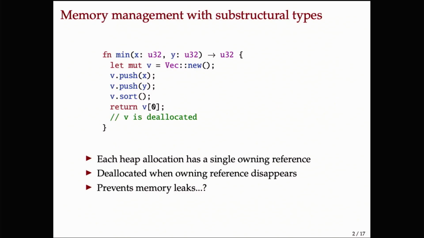Here you see a function to compute the minimum of two numbers. First we allocate a vector on the heap. We put the numbers in the vector. We sort it, get the first element out, and return it. The way Rust works is that each heap allocation has a unique owner, in this case v. And when the variable goes out of scope, the heap allocation gets deallocated. So you may think that this prevents memory leaks, but that's not exactly the case.